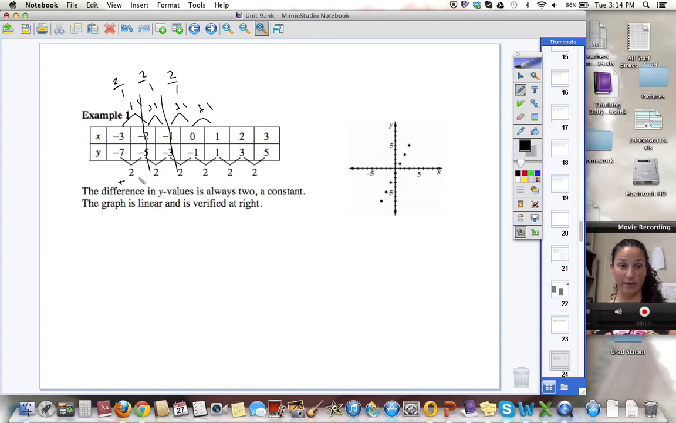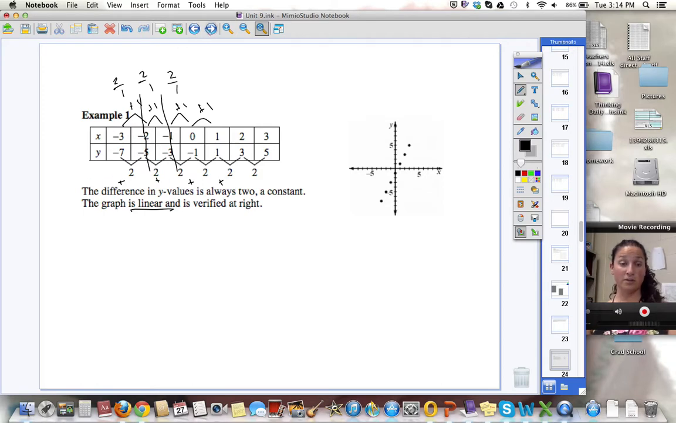In my table, it's constant. I'm always adding. I'm not multiplying. There's nothing negative 3 times something that's going to give me negative 2, and that same number that I multiply by will also give me negative 1. So this one is going to be linear. Also, you could graph it, and you can see that it's a line. So this is what I mean by the constant rate. It's going up by the same number.